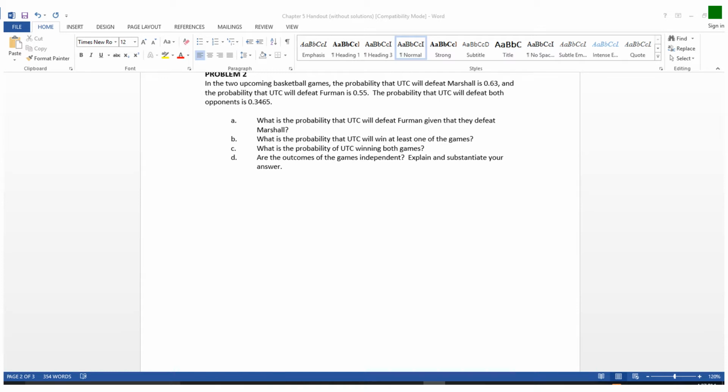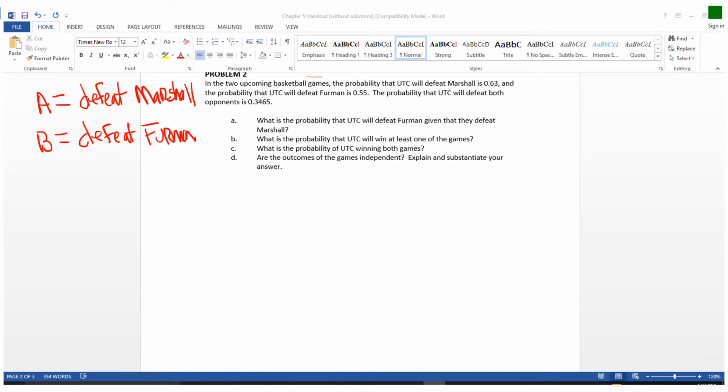So here we've got 2 upcoming games. The probability that UTC will defeat Marshall is 0.63, and they will defeat Furman is 0.55, and then you'll see there's the probability that UTC will defeat both of them, which is 0.3465. So again, you'll notice they've given you some information already in the problem. I like to use labels in a problem like this. So I'm going to let A, for example, represent the event that UTC defeats Marshall. I'm going to let B represent the event that you defeat Furman. And it looks like those are the 2 events in this particular problem.